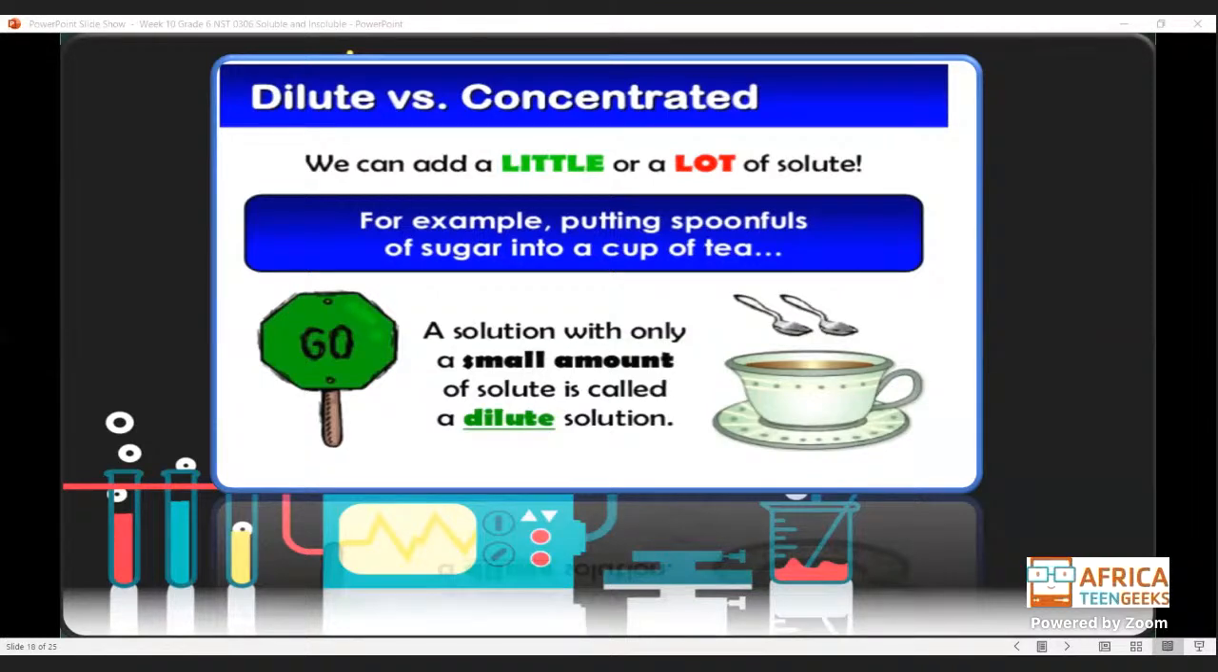So a concentrated is when you add more solvent. So that would be your liquid.